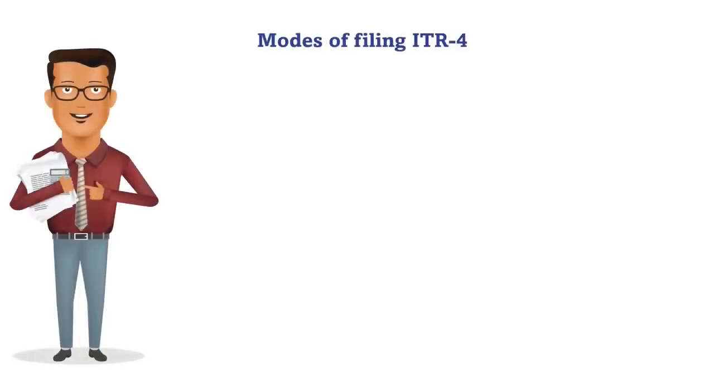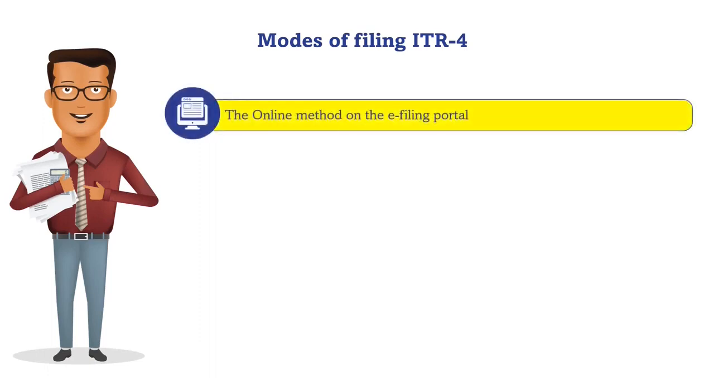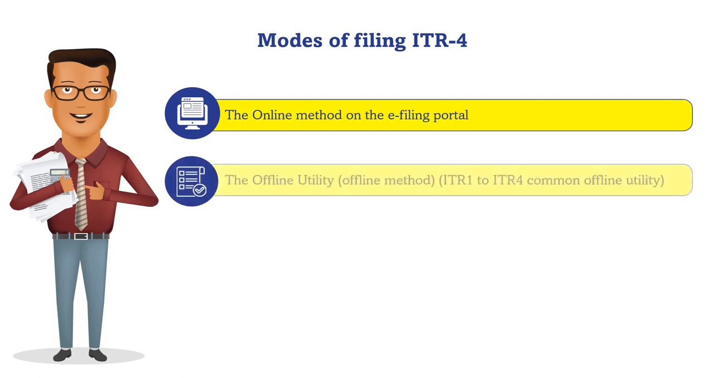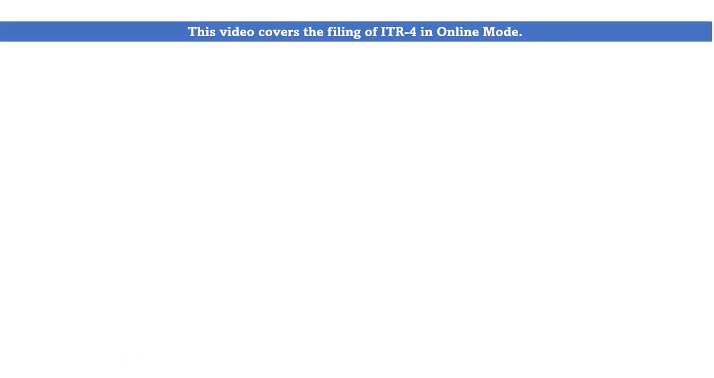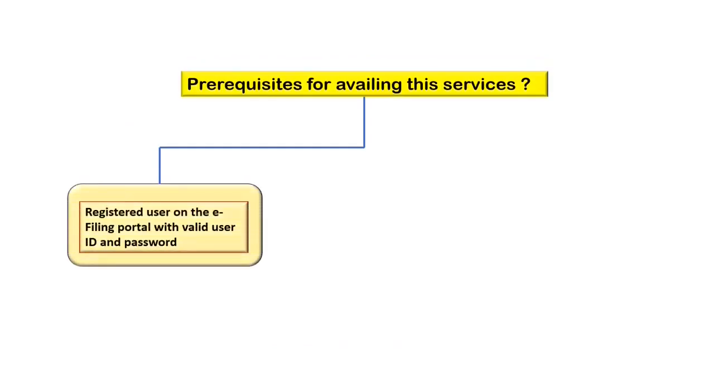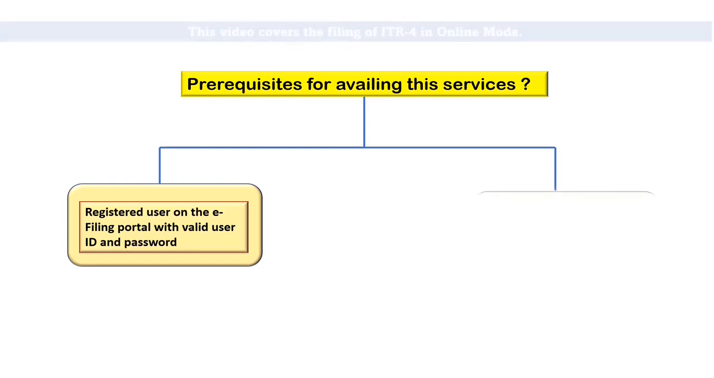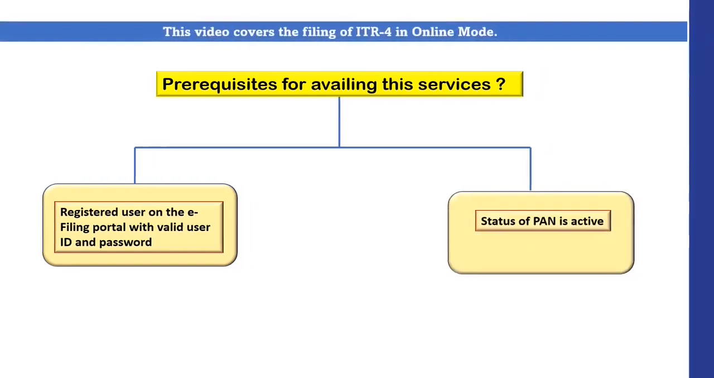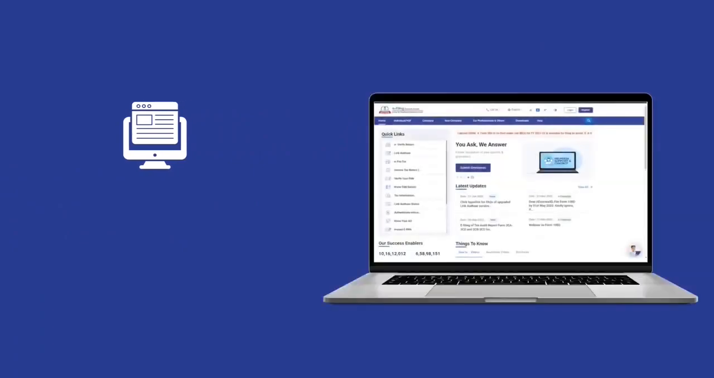There are two modes of filing ITR: the online method on the e-filing portal, or by downloading the offline utility from the download section of the e-filing portal. In this video, we will cover filing of ITR 4 in online mode. In order to file this ITR, you should be a registered user on the e-filing portal with a valid user ID and password, and the status of your PAN should be active. Let us now see step by step how we file ITR 4 in online mode.